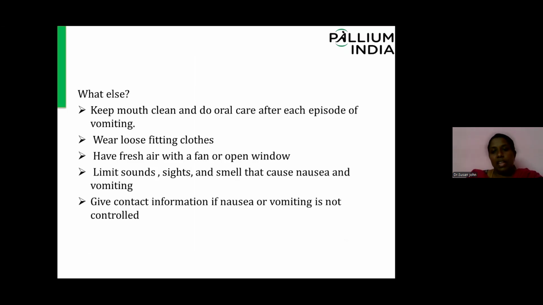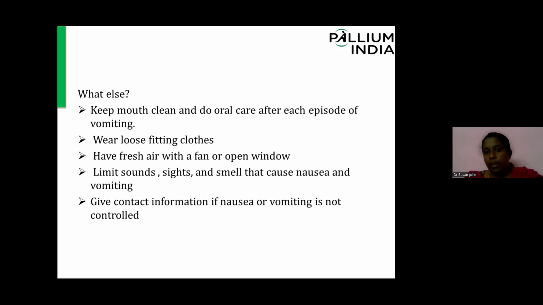So what else? Other than this, keep the mouth clean and do oral care after each episode of vomiting. If the patient is not able to brush properly, you have to give oral care. If thrush is there, we can consider oral or injectable antifungals or candid mouth paint.